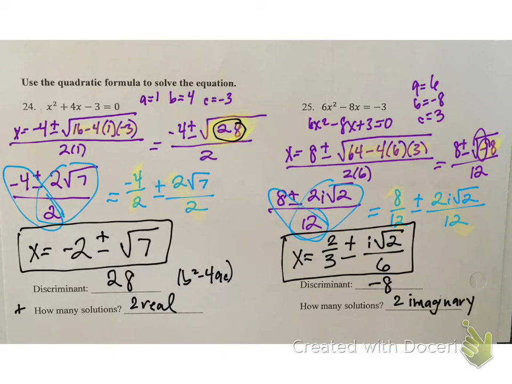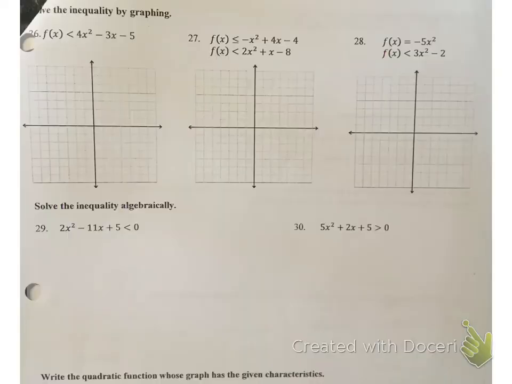Also remember that if it equals 0, so if one of them equaled 0, then you would have 1 real solution. So do not forget that too. None of these do, but if they did. Hint, hint. Okay, moving on to 26. We're almost done.